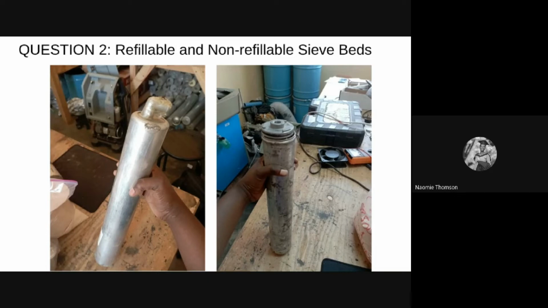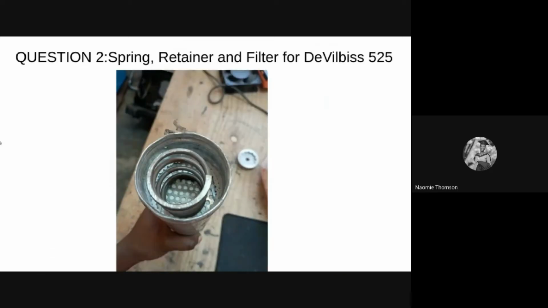Can I have the graphic itself? Okay, yeah, thank you very much. So that's the spring, the filter, and the retainer inside the seatbelt.